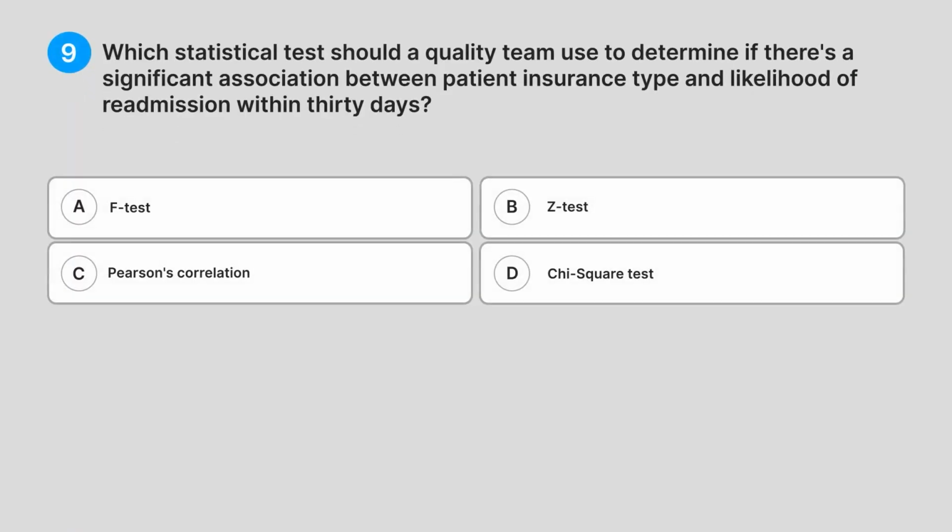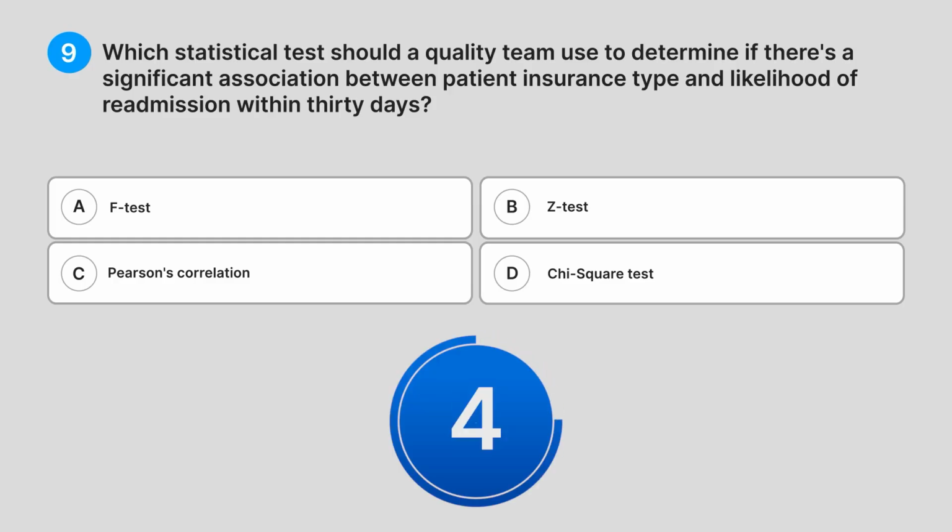9. Which statistical test should a quality team use to determine if there's a significant association between patient insurance type and likelihood of readmission within 30 days? A. F-test. B. Z-test. C. Pearson's correlation. D. Chi-square test. Can you guess the answer?